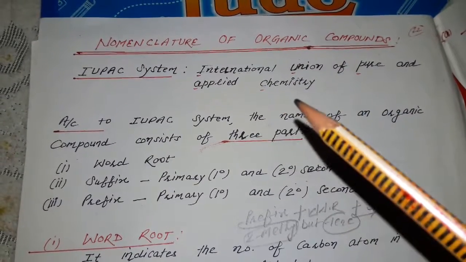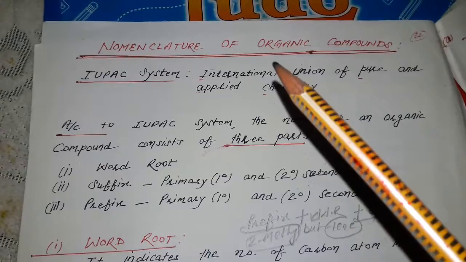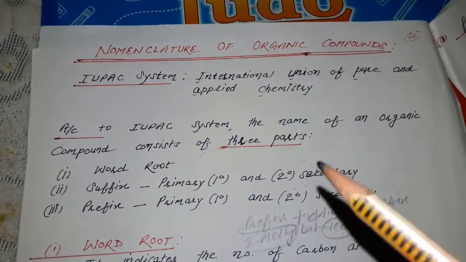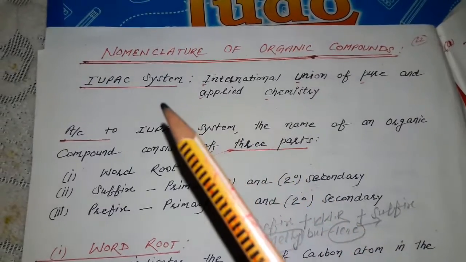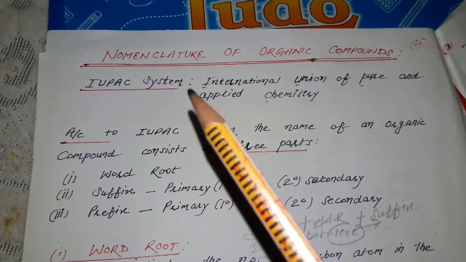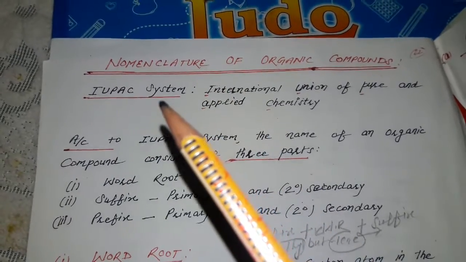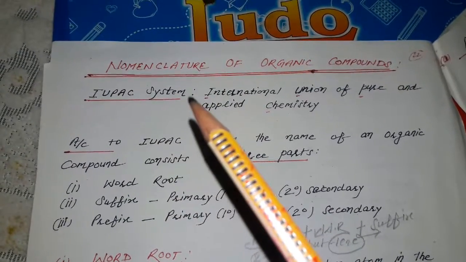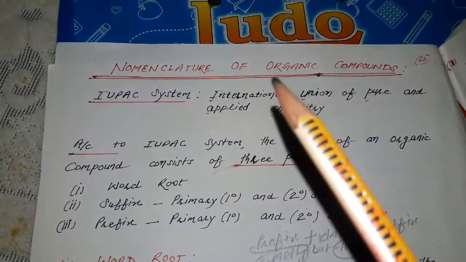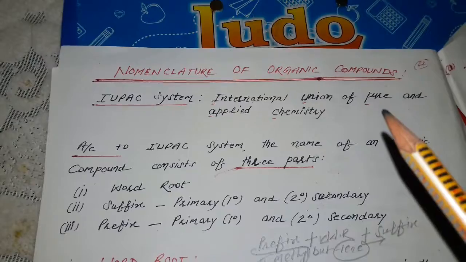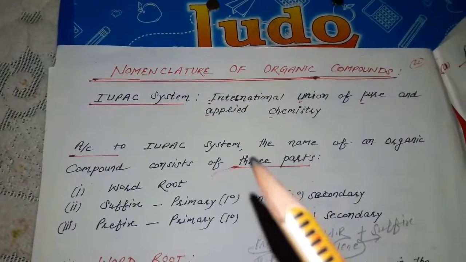And today we are going to study some basic terms related to nomenclature of organic compounds. So first, we have two kinds of names. One is trivial or common names, and second is IUPAC system of naming. The full form of IUPAC is International Union of Pure and Applied Chemistry.